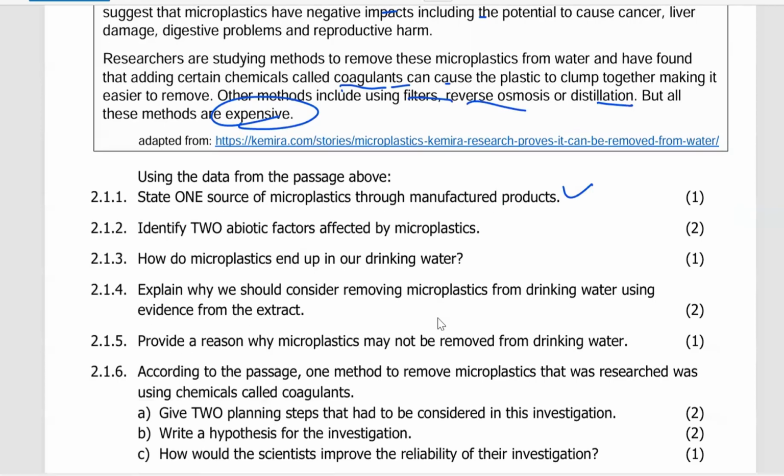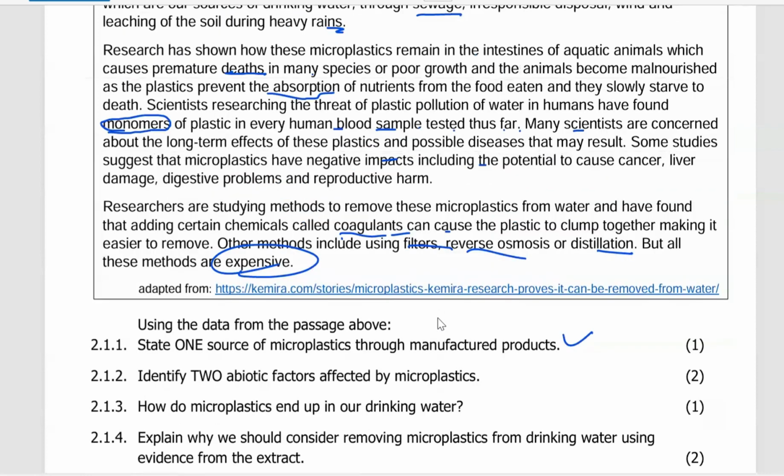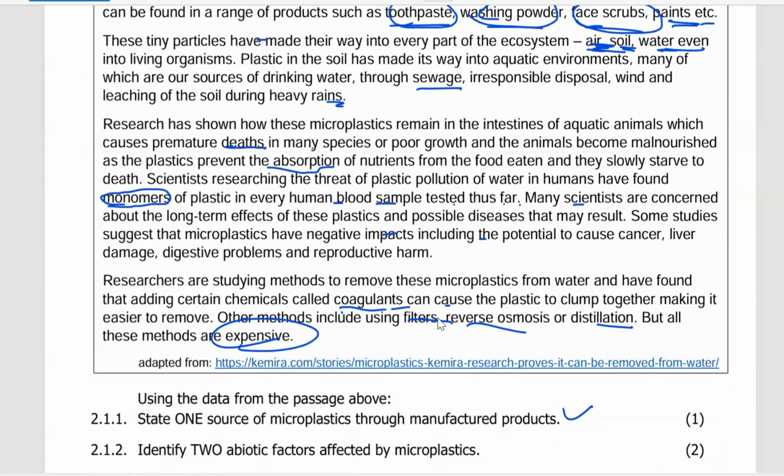Identify how microplastics end up in drinking water. So how do they end up in drinking water? We said here through sewage. We talked about it. They end up in drinking water through sewage, irresponsible disposal, and wind and leaching of the soil during heavy rains. So those are some of the reasons.